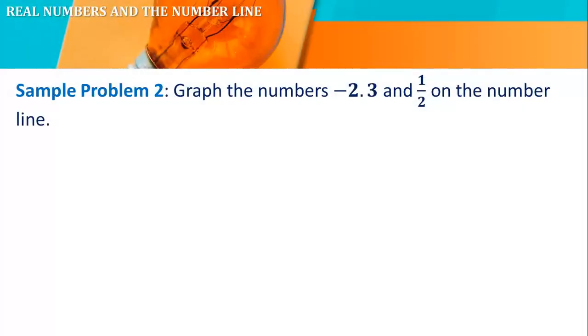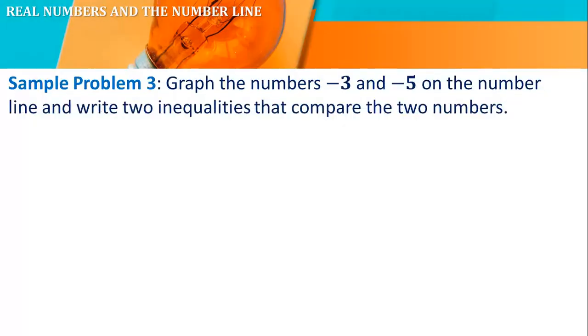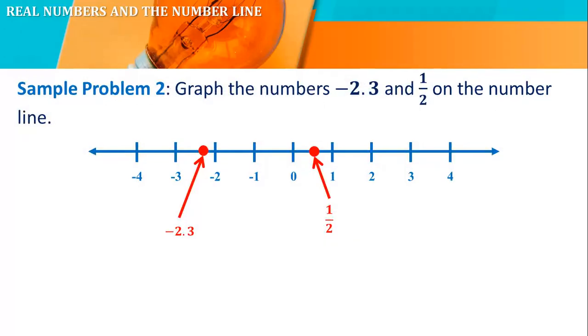Next, sample problem number 2. Graph the numbers negative 2.3 and 1/2 on the number line. So kung titingnan nyo yung negative 2.3 at saka 1/2, hindi siya whole numbers, diba? So ibig sabihin, nasa pagitan siya ng dalawang whole number. So let's see if tama ba tayo. Yes. So yung negative 2.3 ay nasa pagitan ng negative 2 at saka negative 3. Hindi naman siya mukhang nasa gitna, pero mas malapit siya sa negative 2. Okay? And then yung 1/2 naman or 0.5 ay nasa pagitan ng 0 at saka positive 1. So, ganun tayo mag-graph ng numbers sa number line.